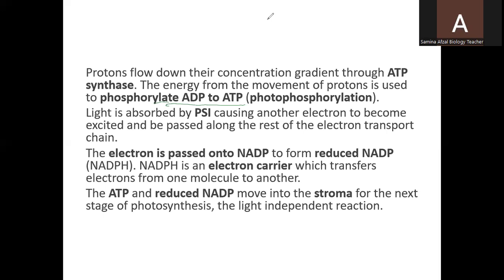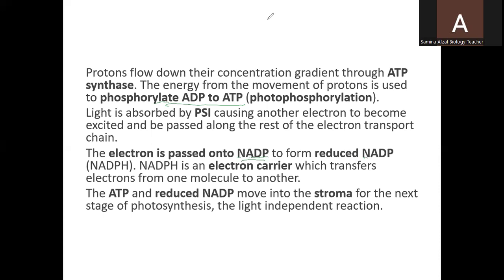The light is absorbed by photosystem 1, causing another electron to become excited and be passed along the rest of the electron transport chain. The electron is passed on to NADP to form reduced NADP. Reduced NADP will be NADPH. NADPH is an electron carrier which transfers electrons from one molecule to another.